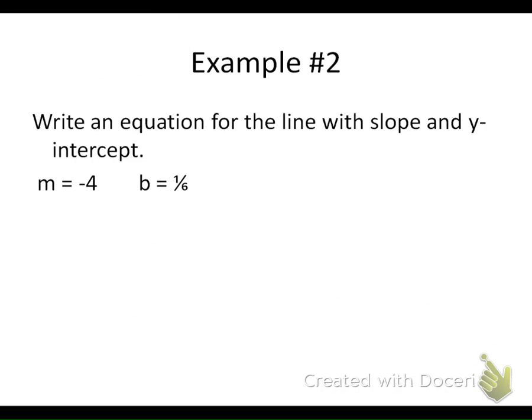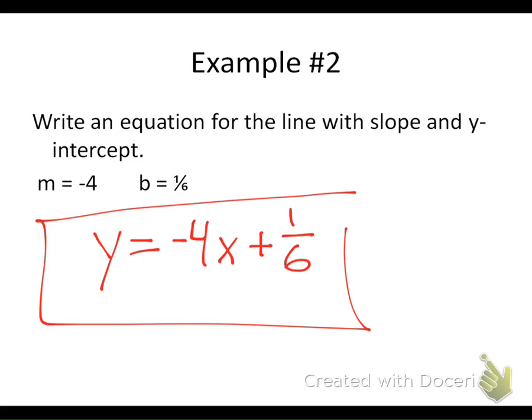Number 2 is very similar to number 1. Do we know m? Do we know b? So we are good to go. y equals mx plus b, replacing the m with negative 4, the b with 1/6. Questions?